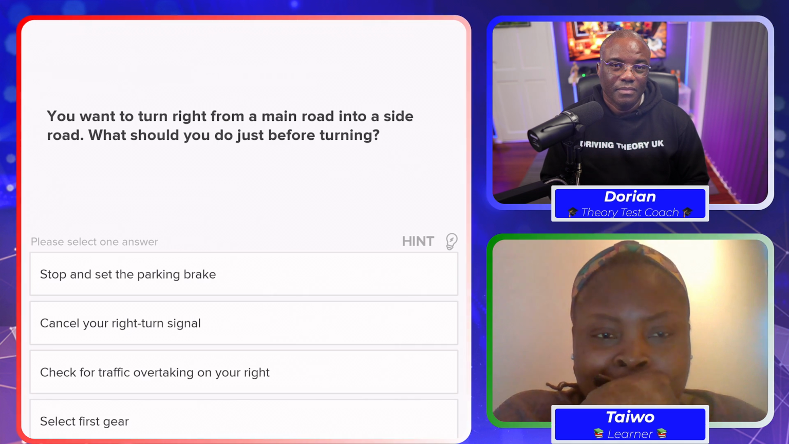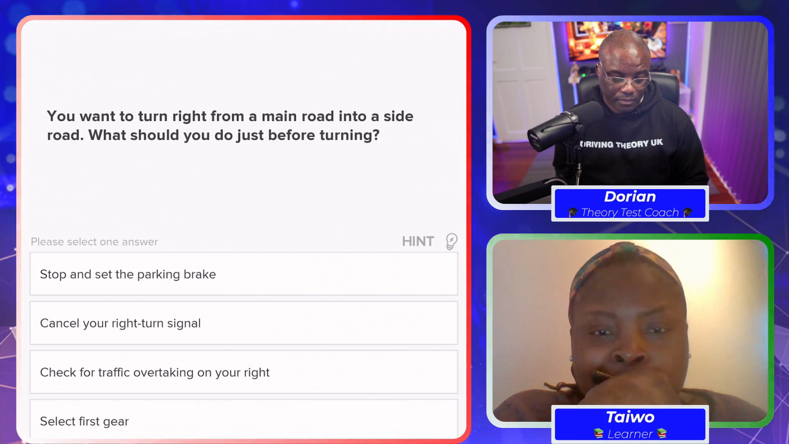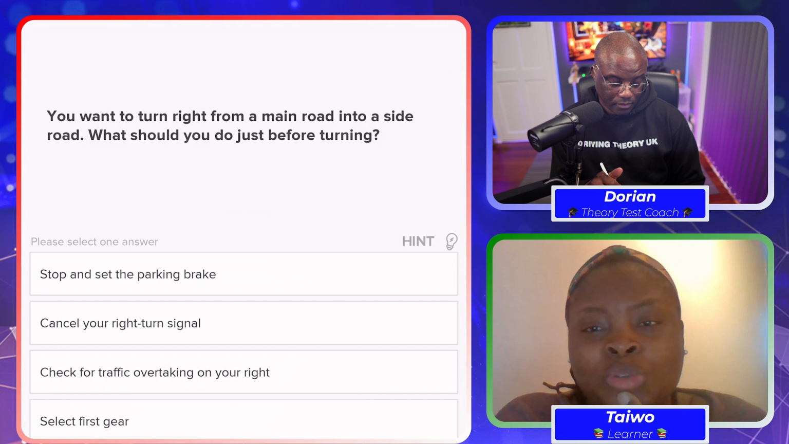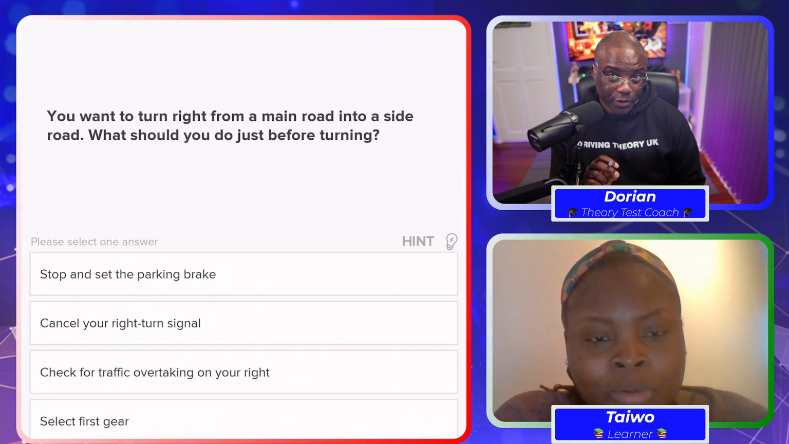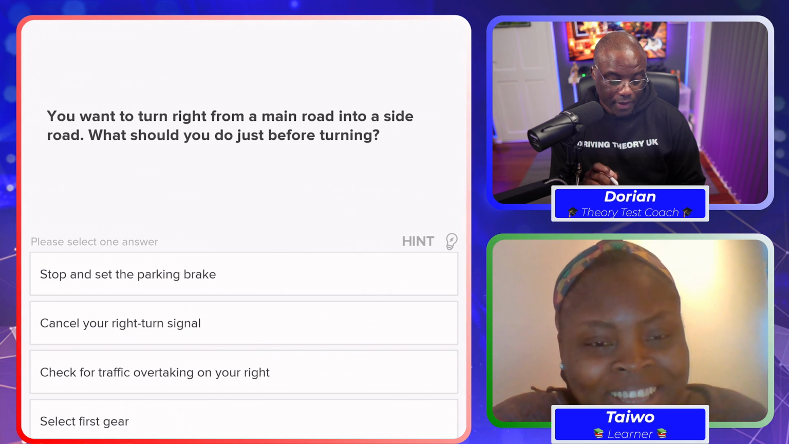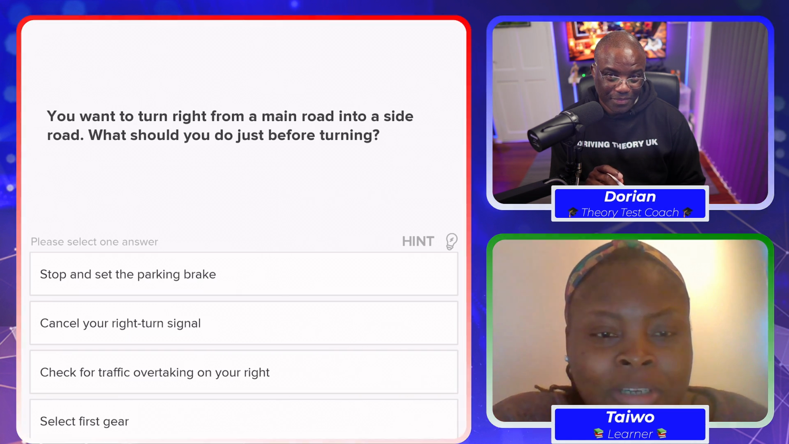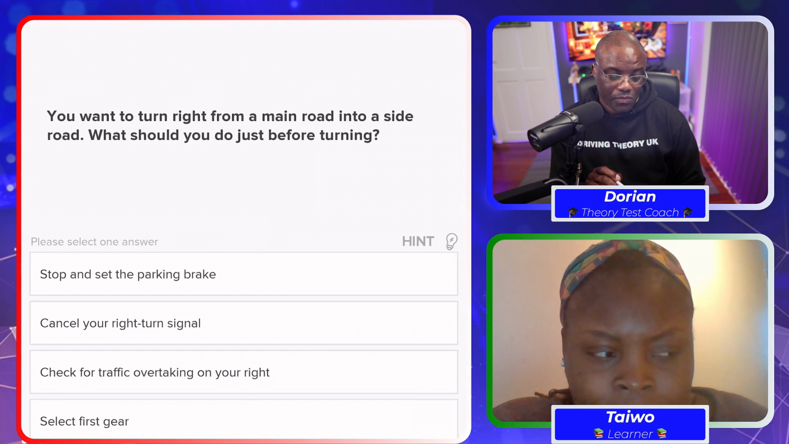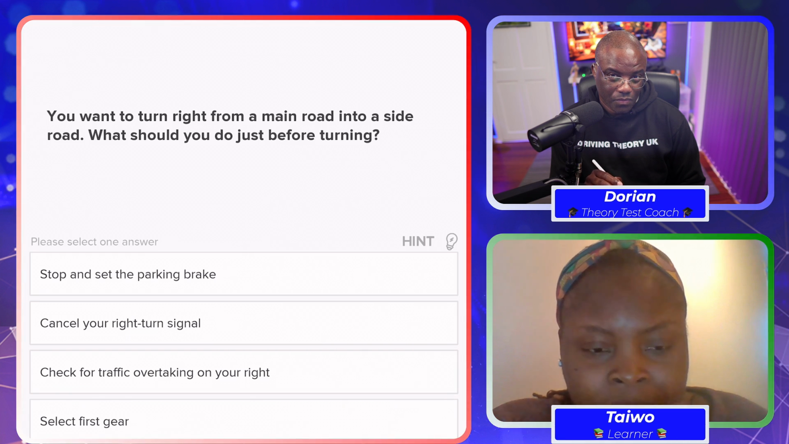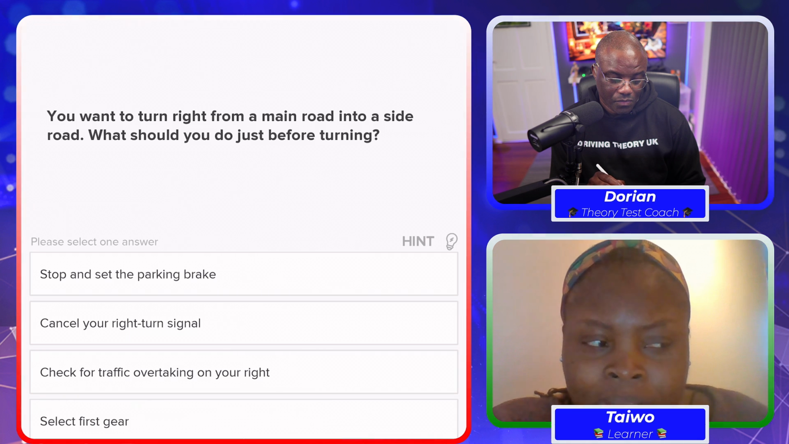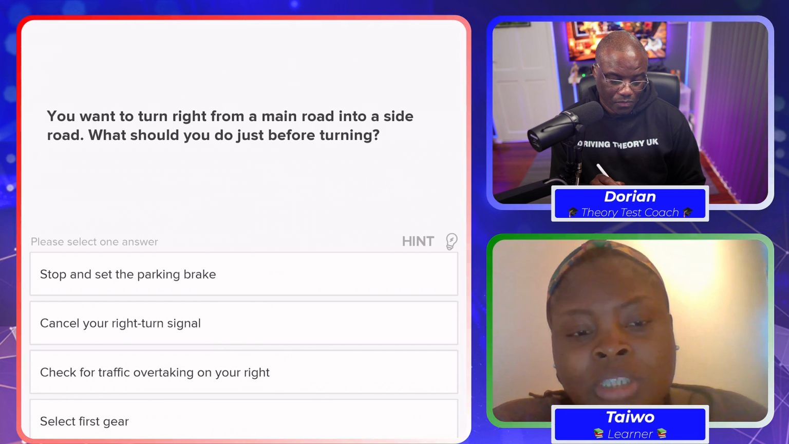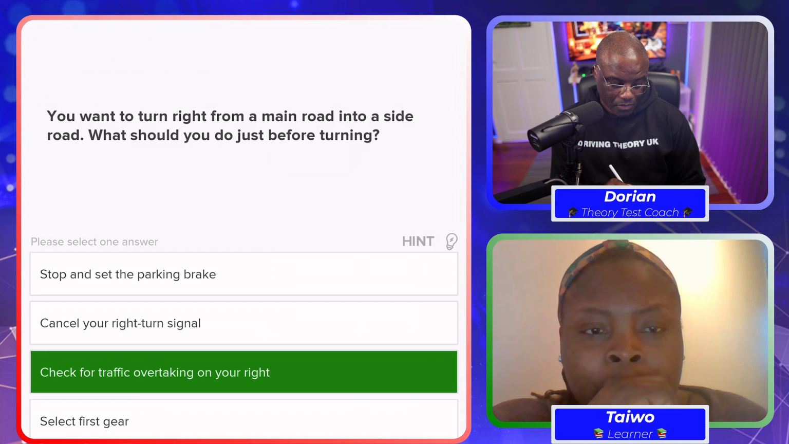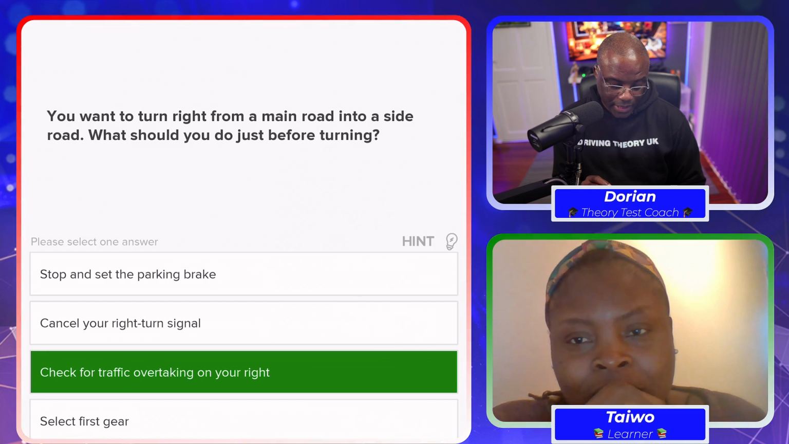You want to turn right from a main road into a side road. What should you do just before turning? Turn right. I think I failed this question twice during the week. You said you failed it? Yeah, twice during the week. I think the options there involved pedestrians and cyclists or something like that. Then I picked it, and when I went back I realized that it was wrong, that it has to be check for traffic overtaking on your right. So, okay. I'm going to flag that one again. It's something that you said I want to pick up on.